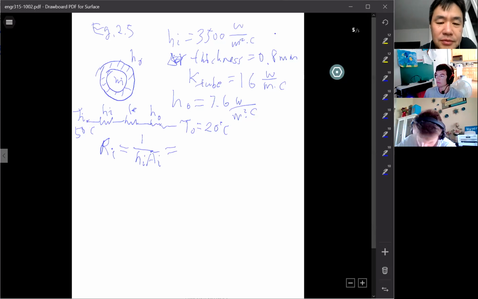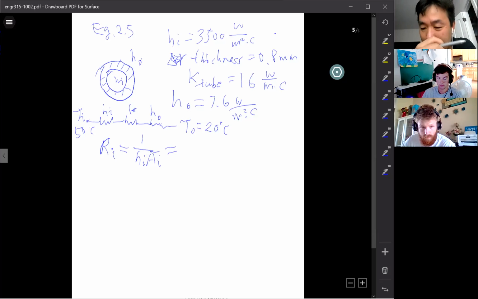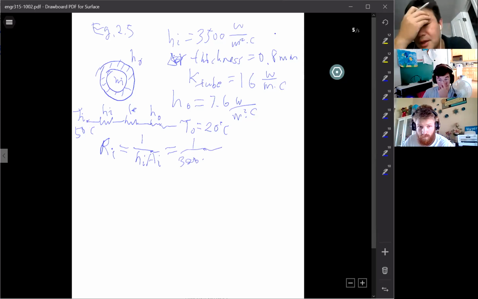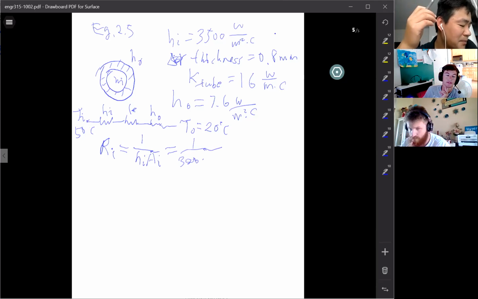So anyway, either way, you can use the thermal resistance to calculate the heat loss, right? Or you can use what we talk about today, the U, to calculate heat loss. But either way, you have to find out the thermal resistance of the items, okay? So 1 over 3,500. How do you calculate the internal area? Inside diameter times pi.